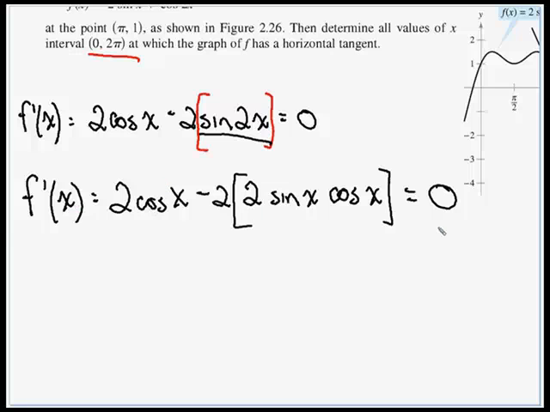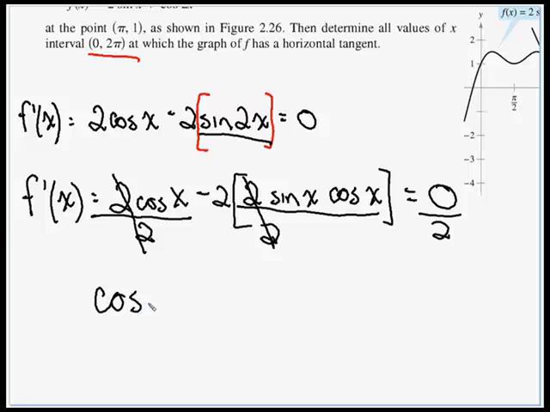Let's see here. We can divide everything through by a 2. Divide this term by a 2. That 2 will cancel. Divide this term by a 2. It'll wipe out this 2 here. 0 divided by 2 is still 0. So here we're going to have the cos of x minus, this 2 did not cancel. We'd still have to distribute this, and that's just going to go in with this sine of x cos x. 2 sine x cos x equal to 0.